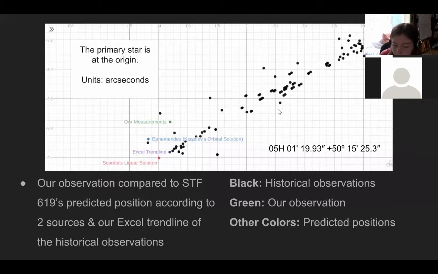Ephemerides, predictions of the double star's position based on an orbital solution, based on Kiselev's orbital solution from 2009, is plotted on the graph in blue. This prediction is quite different from the point predicted by Scardia's linear solution. The green point is our measurement, which is calculated to be 0.26 arcseconds away from Scardia's linear solution and only 0.19 arcseconds away from the ephemerides. However, Scardia's prediction is significantly closer to the linear trend line we found of the data using Microsoft Excel.